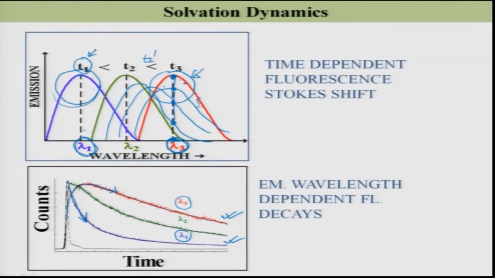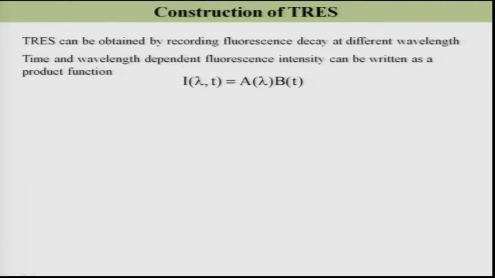I can get back this from here, I can measure this, and I can convert this to here, and this process is known as the formation or construction of time resolved emission spectra. Let us see how we can do that. As I said here, the construction of time resolved emission spectra can be done by recording the fluorescence decay at different wavelengths.